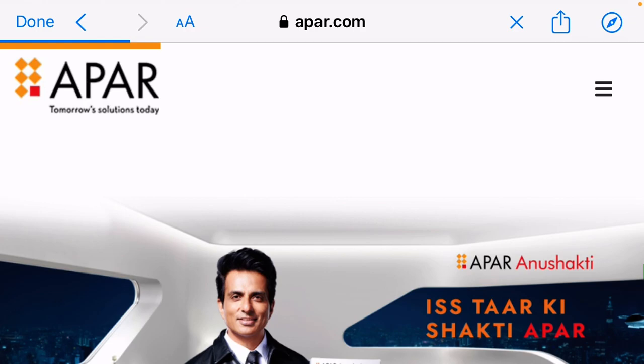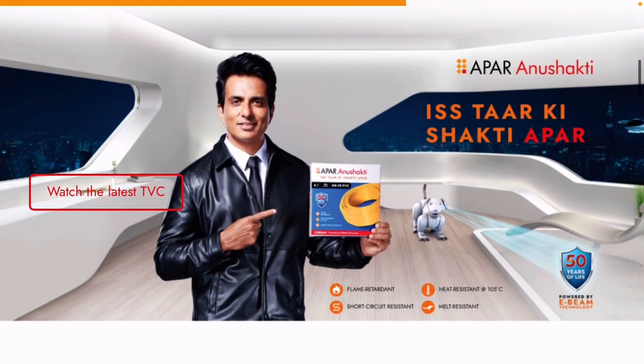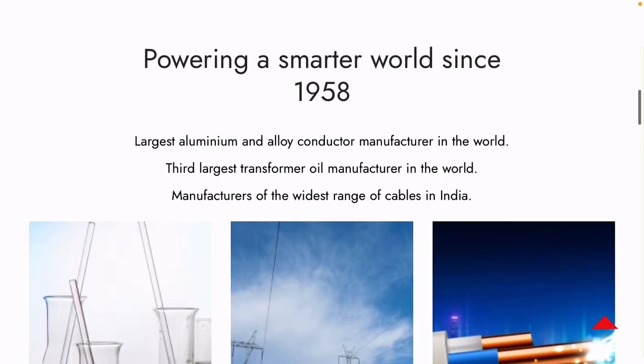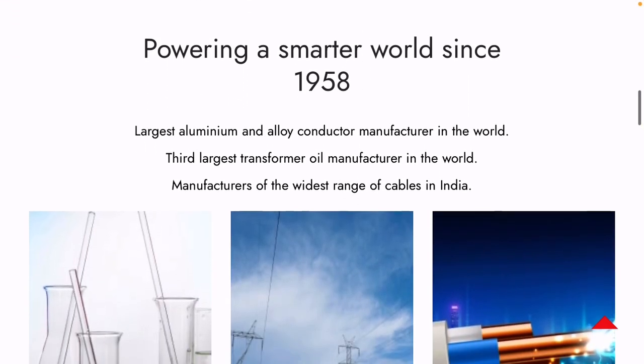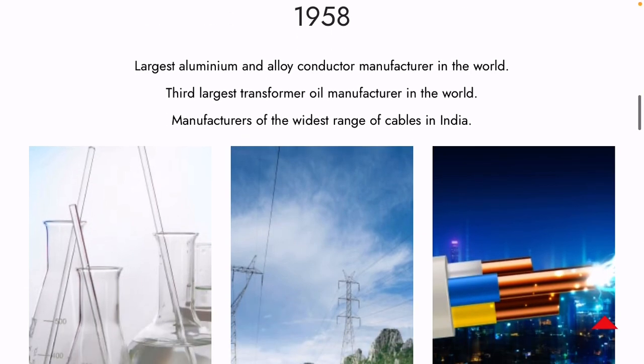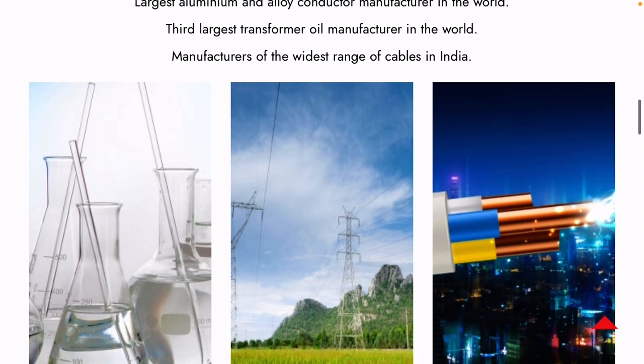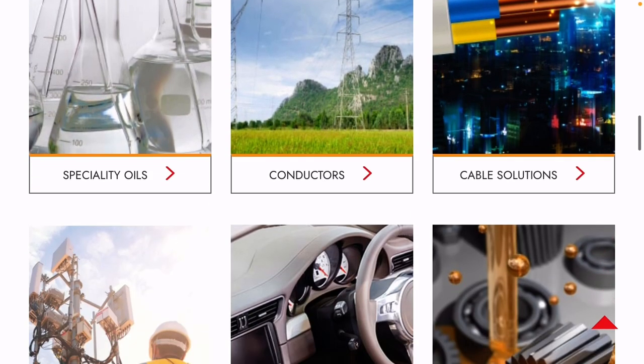Okay, now let's see the website of the company. You can see the company's brand ambassador is Mr. Sonu Sood, and you can read more information about the company. It is the largest aluminum and alloy conductor manufacturer in the world, the third largest transformer oil manufacturer in the world, and the manufacturer of the widest range of cable in India. You can read about it.